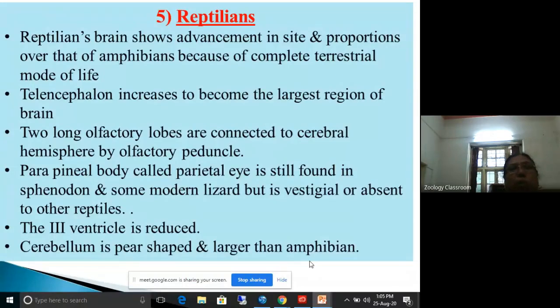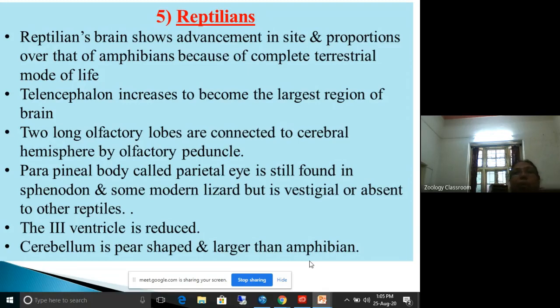Now all these parts are present, but what are the functions of these brain parts? The olfactory lobe is for the sense of smell. The cerebral hemisphere controls voluntary activities, for example willpower, memory, and intelligence. All these activities are controlled by the cerebral hemisphere.